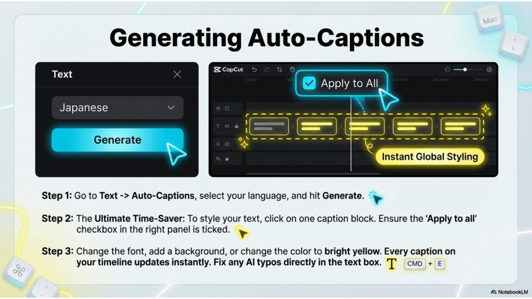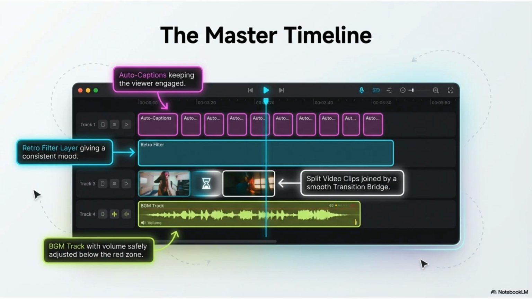Every caption on your timeline updates instantly. You can also use Command+E to edit and fix any AI typos directly in the text box. The master timeline. Now let's take a look at the master timeline to see how everything is layered.